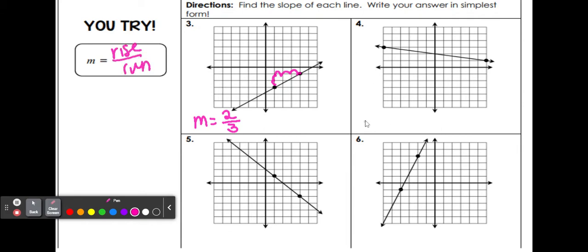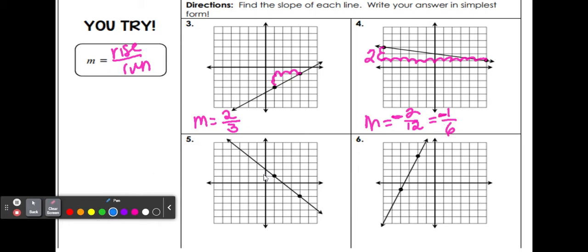This slope is a negative slope, so I already know I'm going to have a negative in front of my fraction. And I'm counting from this point, and remember my vertical count is the top number, and my horizontal count 1, 2, 3, 4, 5, 6, 7, 8, 9, 10, 11, 12. And that simplifies to 1/6. I just divided them both by 2. So that's a negative, where did the negative go? A -1/6.